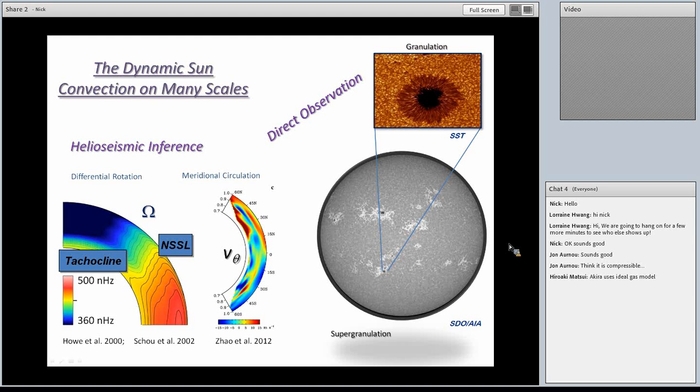One of the more interesting things in solar physics lately is that with helioseismology, people are actually starting to measure the meridional circulation deep inside the Sun. So we know something about the mean rotation, but also the mean circulation of this structure.